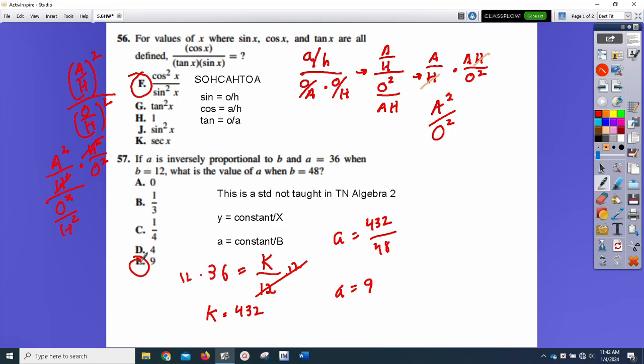There might be another way of doing this. I don't know that we need proportions. We could probably do something like 36 is to 12 as maybe A is to 48. No, that wouldn't work. So, bad idea. You'd think it would, but it didn't. Moving forward.